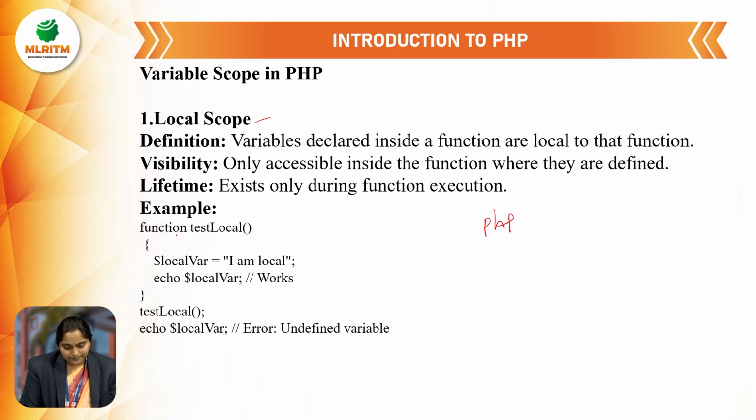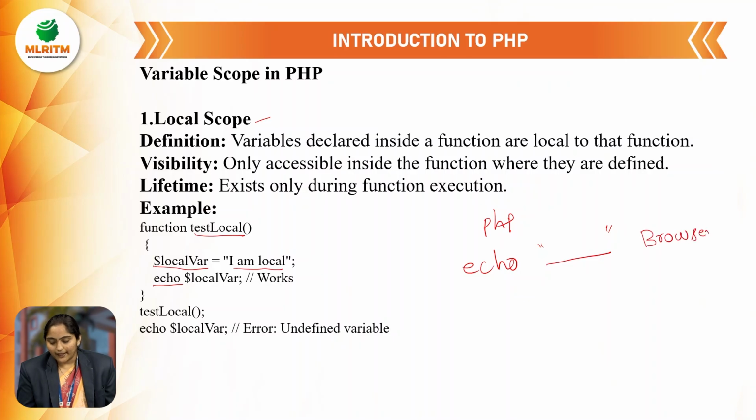And see the example: function test local. Here I have created one function and named it test local. And see, I have created one local variable, that is $local var, and have given some string to this variable. And using echo, I have already told you, echo is a keyword which is used to print everything. Whatever you have written after echo, that text will be printed on the browser. Or after echo, if we print any variable, the value of that variable will be printed.